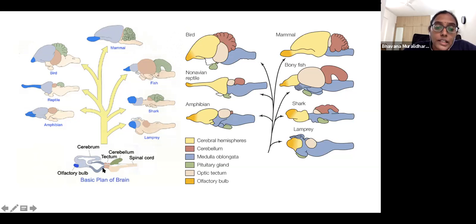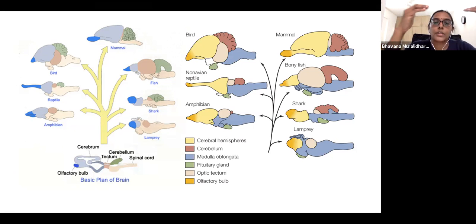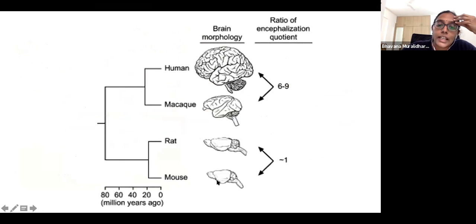So the point of this is the basic plan is all out there, but what has happened in evolution is different structures have come on top of each other and developed depending on the need of the organism itself. And finally, what has really happened in the mammals, going from mouse to a macaque to a human brain, is that this region here, which is the cerebral cortex, has expanded immensely going from the mouse to the human.